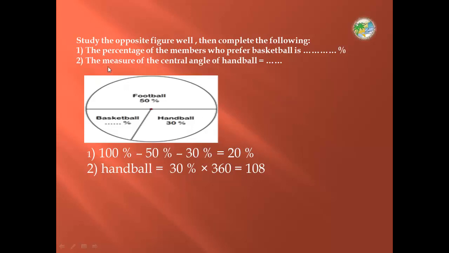Then we want the measure of the central angle of handball. Where is handball? Handball is 30%. Then 30 over 100 times 360 equals 108. So for handball, the measure of the central angle is 30 over 100 times 360 equals 108 degrees.